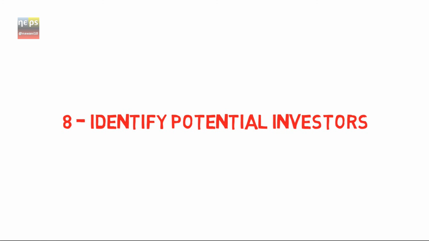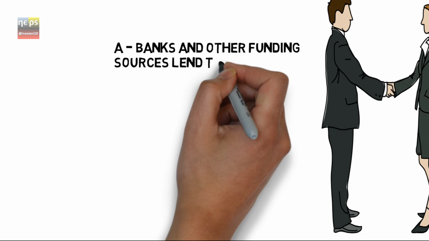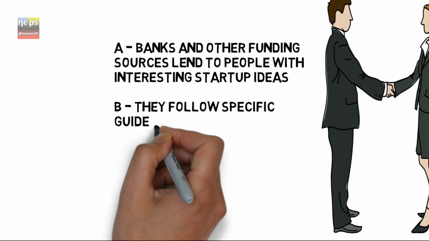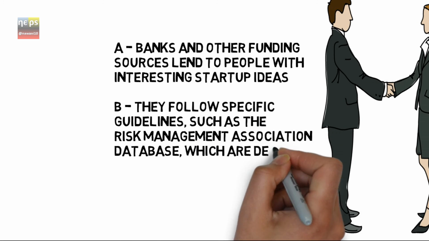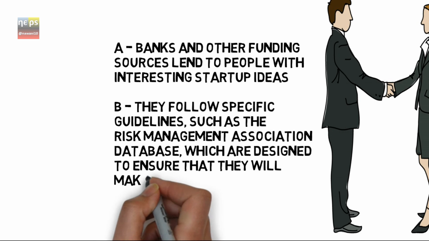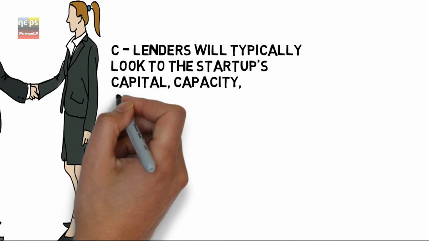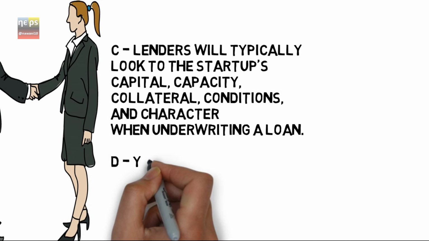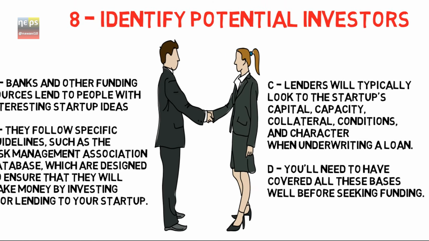8. Identify potential investors. A. Banks and other funding sources lend to people with interesting startup ideas. B. They follow specific guidelines, such as the Risk Management Association database, which are designed to ensure that they will make money by investing in or lending to your startup. C. Lenders will typically look to the startup's capital, capacity, collateral, conditions, and character when underwriting a loan. D. You will need to have covered all these bases well before seeking funding.